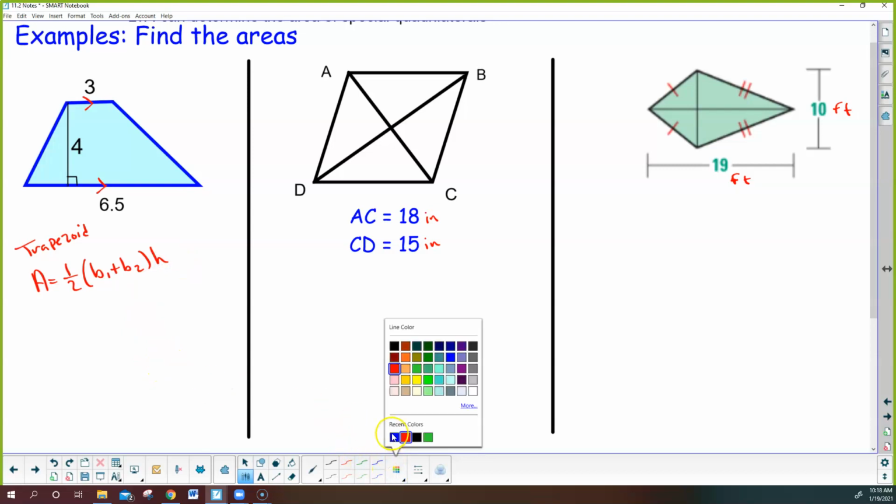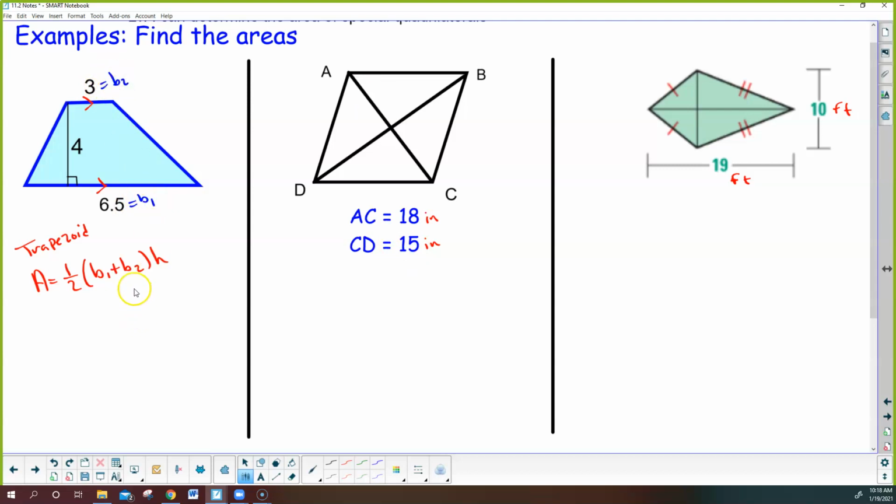And then you identify, what do you need? Well, base 1 and base 2 are the parallel sides. It doesn't matter which one I call base 1 or base 2. So I'm going to call those base 1, base 2, and then the height is always the distance between the bases. Now, sometimes they don't give you the height, or you might have to find it. So just really be careful and don't just assume that because there's a number there, it's the number you need to use. Right? So sometimes we do have to find that.